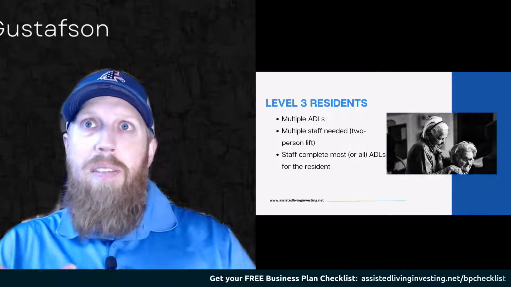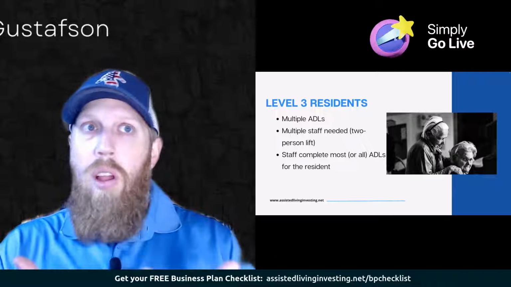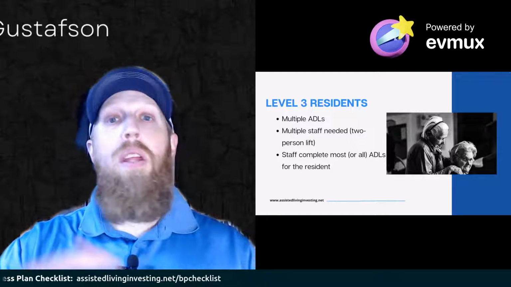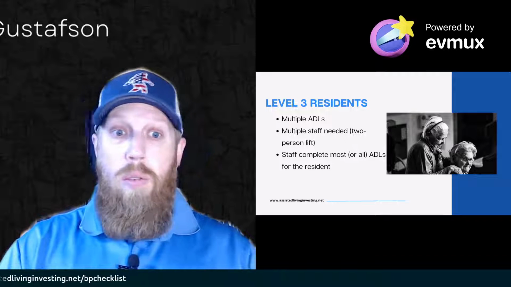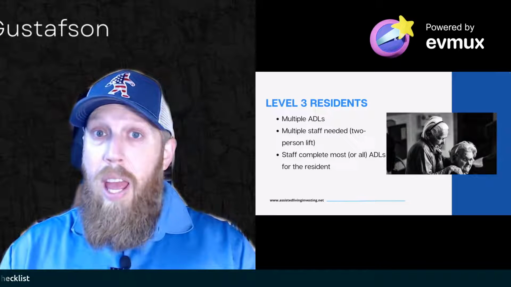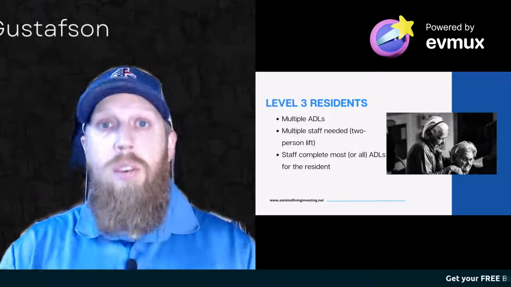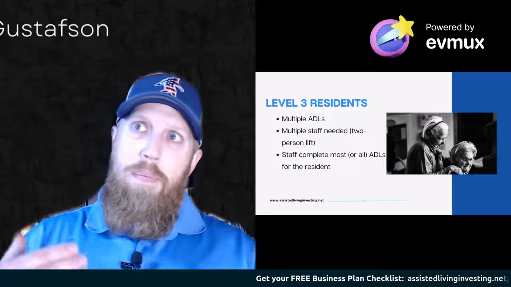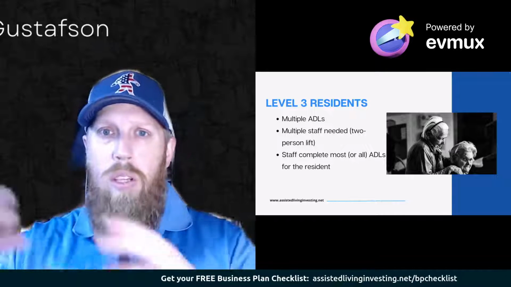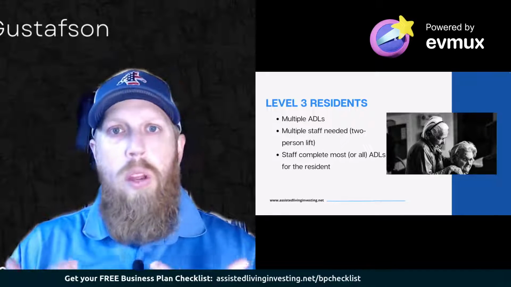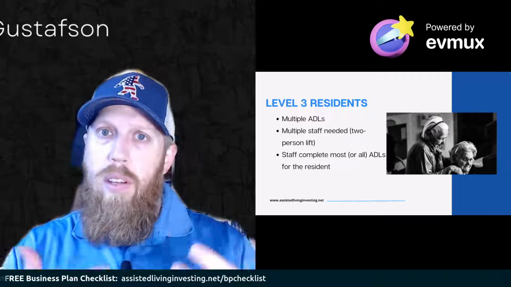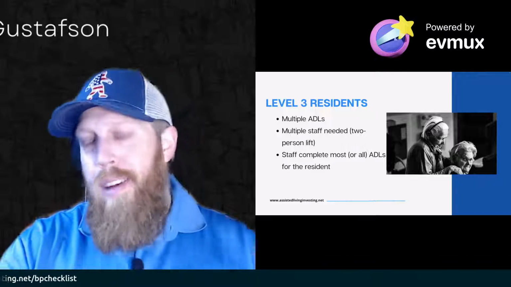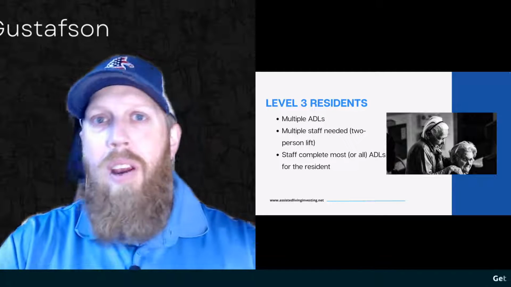The staff is completing most, if not all, of the ADLs for the resident. They're feeding them. They are completely bathing them. Maybe they can't use the restroom anymore. They're on a catheter, and you're changing the catheter. Those types of things fall into a level 3, and maybe even level 4, depending on how you want to structure your ADLs. This could fit into any of those levels. I'm keeping this really simple and just doing 3 levels of care here, though.